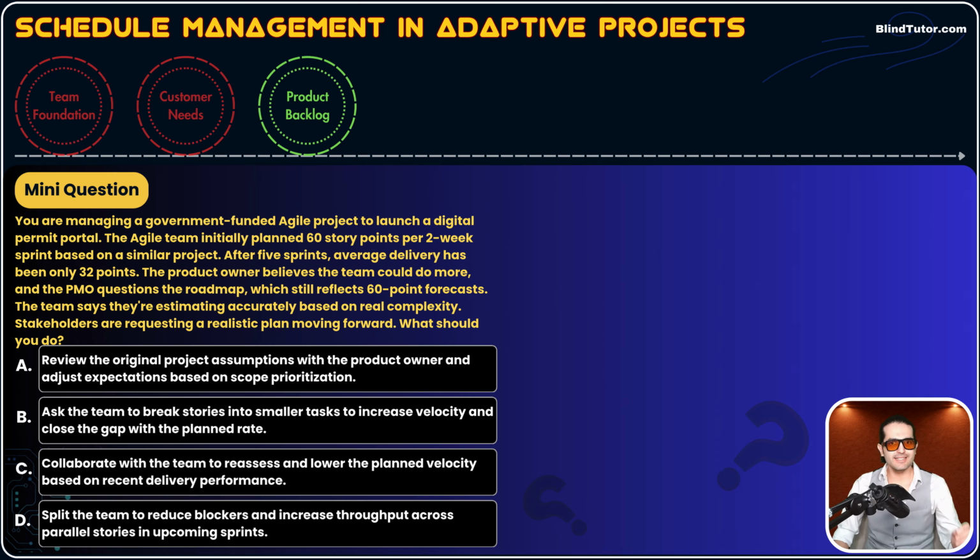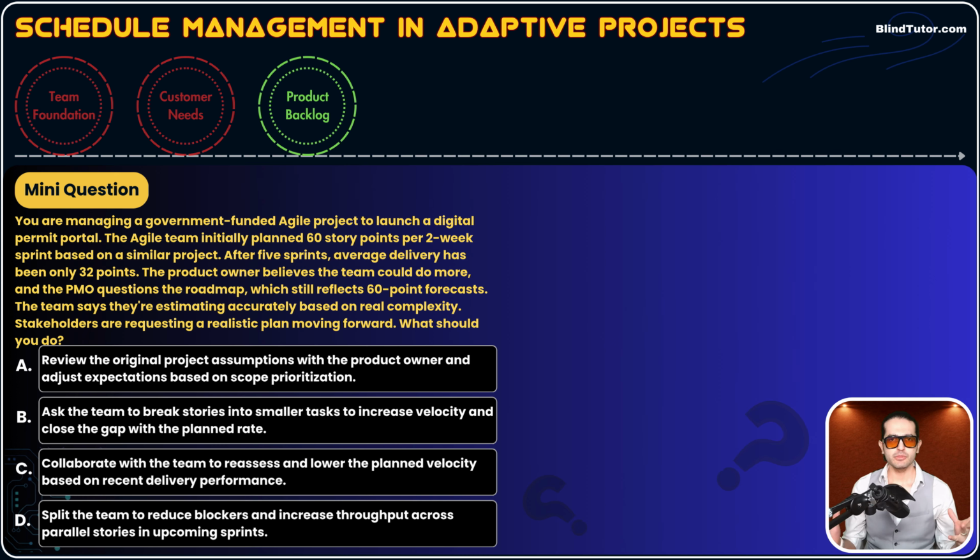What should you do? A. Review the original project assumptions with the product owner and adjust expectations based on scope prioritization. B. Ask the team to break stories into smaller tasks to increase velocity and close the gap with the planned rate. C. Collaborate with the team to reassess and lower the planned velocity based on recent delivery performance. And D. Split the team to reduce blockers and increase throughput across parallel stories in upcoming sprints. What a question. Very, very brilliant question.